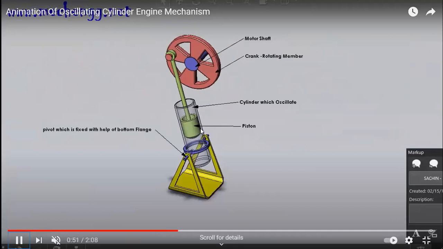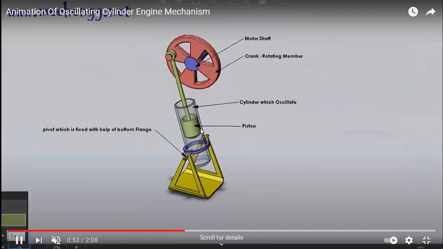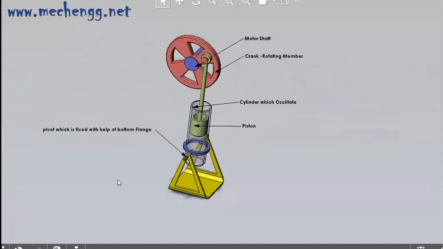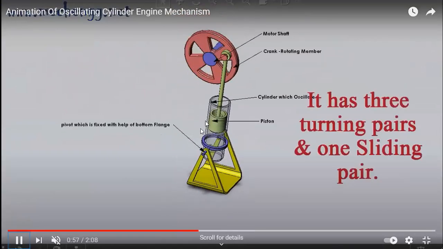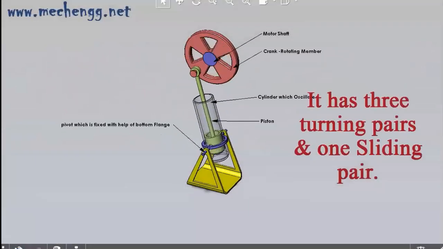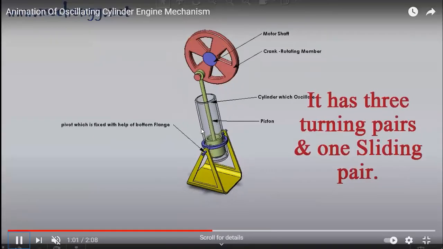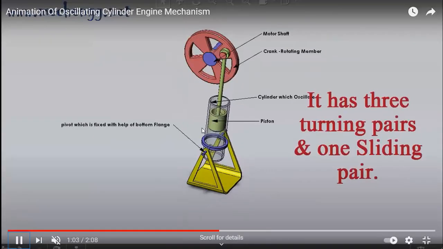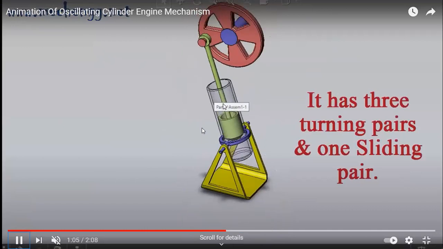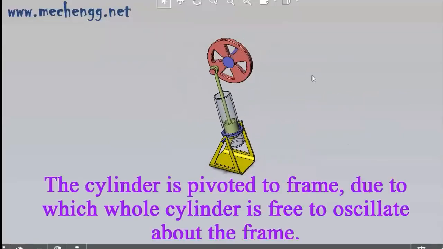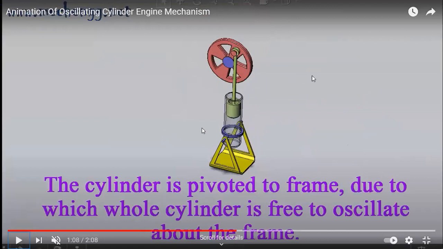And let us now see the working of this oscillating cylinder engine mechanism. So when the crank rotates, it has three turning pairs and one sliding pair. So generally in the oscillating cylinder mechanism, it has three turning pairs and one sliding pair. The cylinder is pivoted to the frame. So this is the frame here.